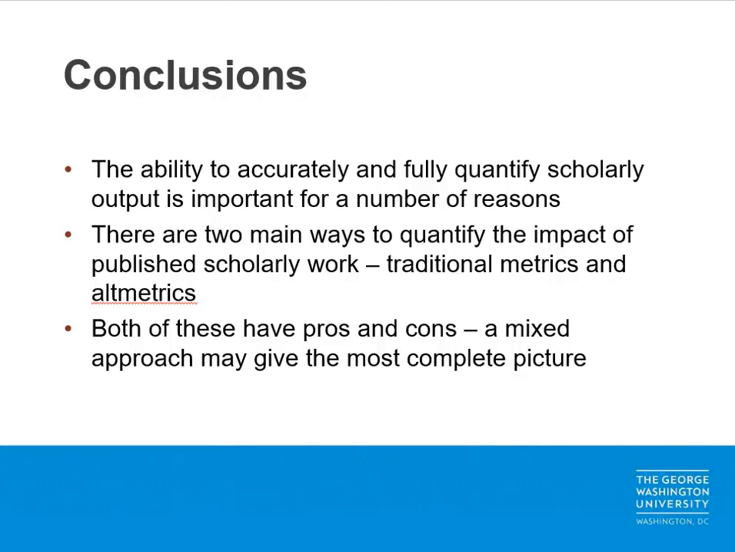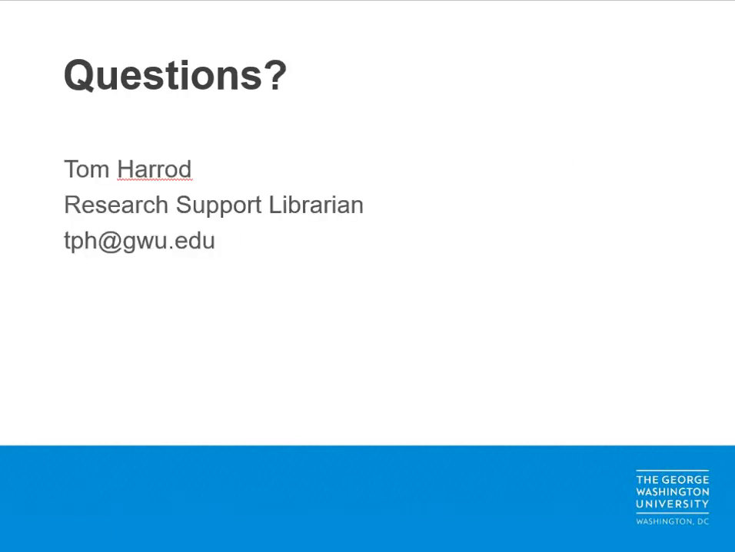During this session, we covered the following things. We talked about the importance of being able to quantify the impact of your scholarly output. We also looked at the two main ways of quantifying scholarly output. This is traditional citation-based bibliometrics, as well as the newer altmetrics. We also looked at examples of each of these, as well as the pros and cons of using them. This concludes our session for today.